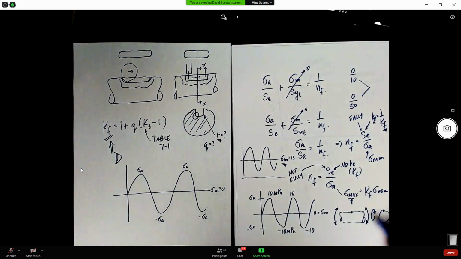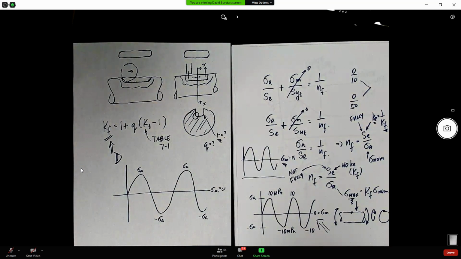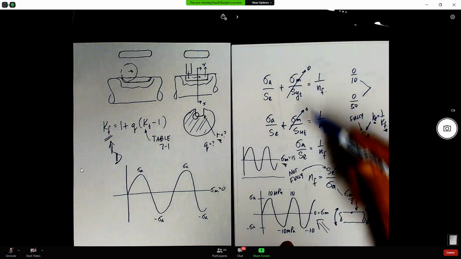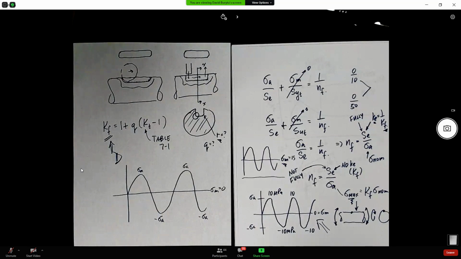But in the case of a shaft which is rotating at a constant RPM and sees a load like this, then you have an alternating component, but your mean component goes to zero. It'll be zero because it's consistent. Okay, I understand. Thank you. No problem.